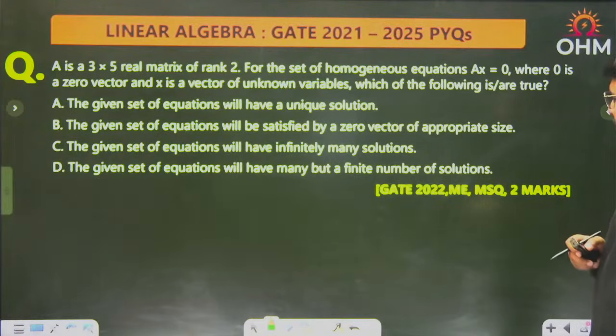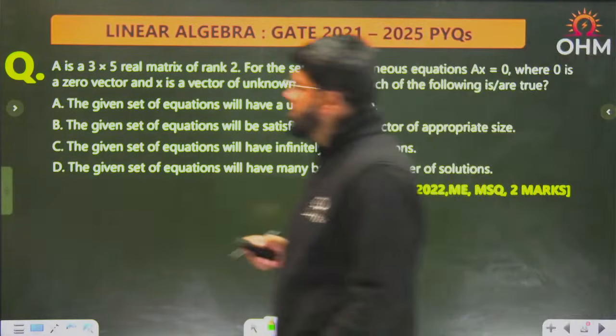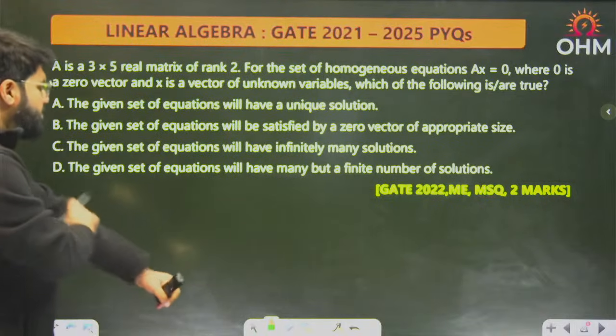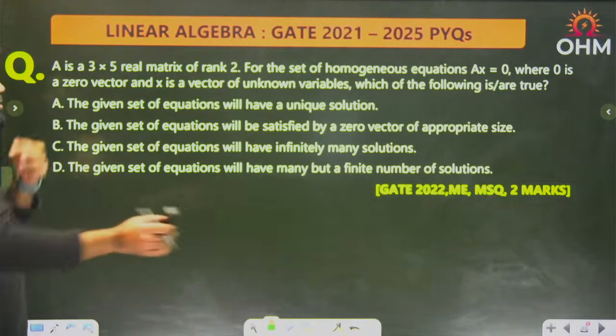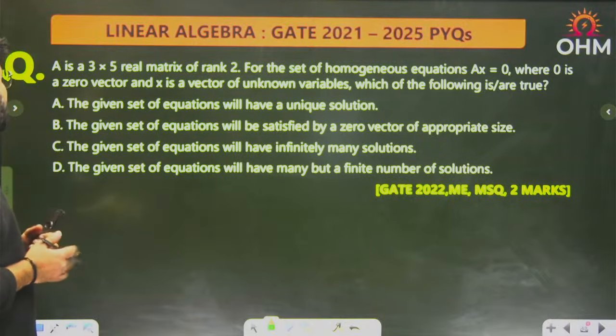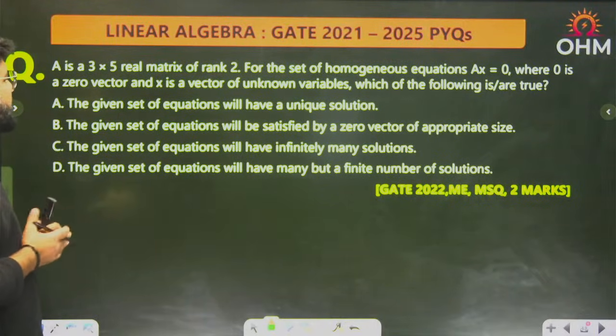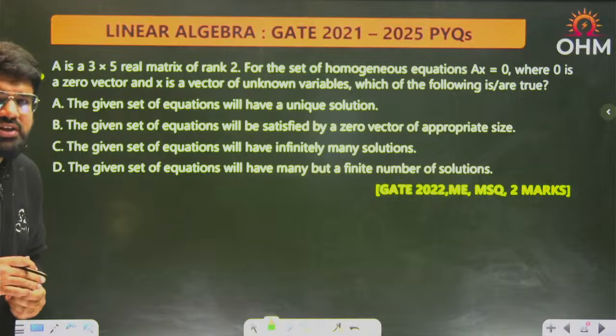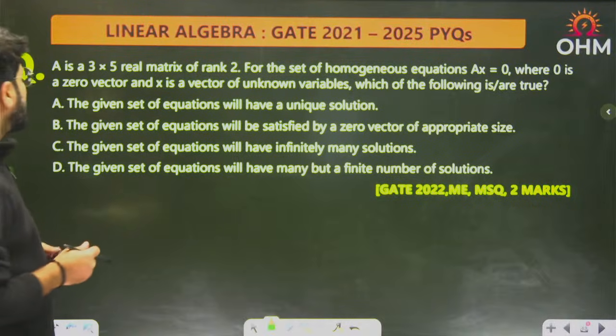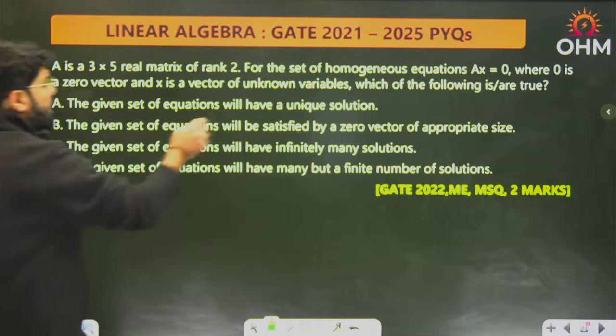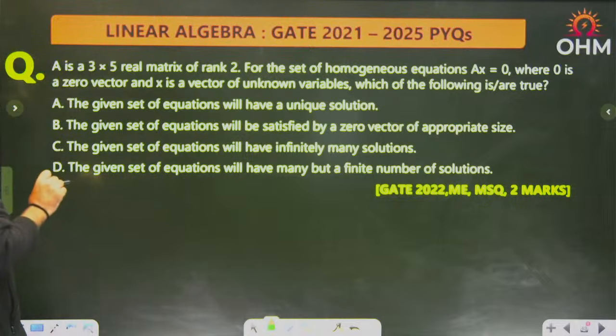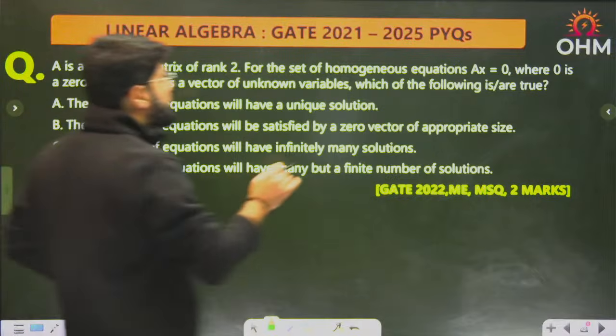GATE 2022 ME, mechanical, MSQ, 2 marks question. A is a 3 cross 5 real matrix of rank 2. For the set of homogeneous equations Ax equal to 0, where 0 is a zero vector and x is a vector of unknown variables, which of the following is or are true? Now see, again what is given? A homogeneous set of equations.